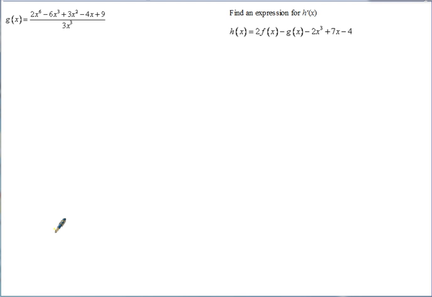Now the next one, notice this whole thing is divided by 3x cubed. So in this form, based on the rules we know right now, you can't take the derivative, because you can only take the derivative separately if they're added or subtracted. But what we can do is split up our fraction.